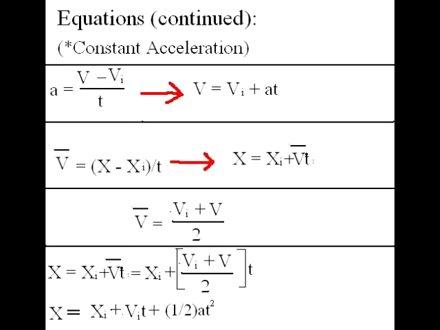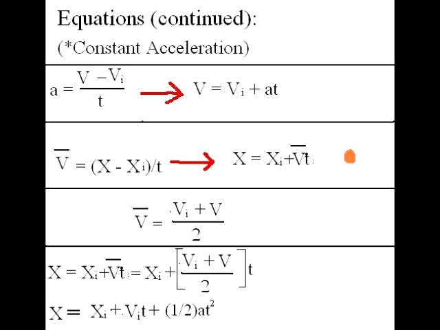Now we get into more advanced equations, in which we assume that there's a constant acceleration. a equals v minus v initial divided by t, which was shown in the previous slide, is now changed into v equals v initial plus acceleration times time. For the next equation, we look at the average velocity equal to x2 minus x1 divided by delta t. In this slide, this is shown as v average equals x, the final displacement, minus x initial, the initial displacement, divided by time.